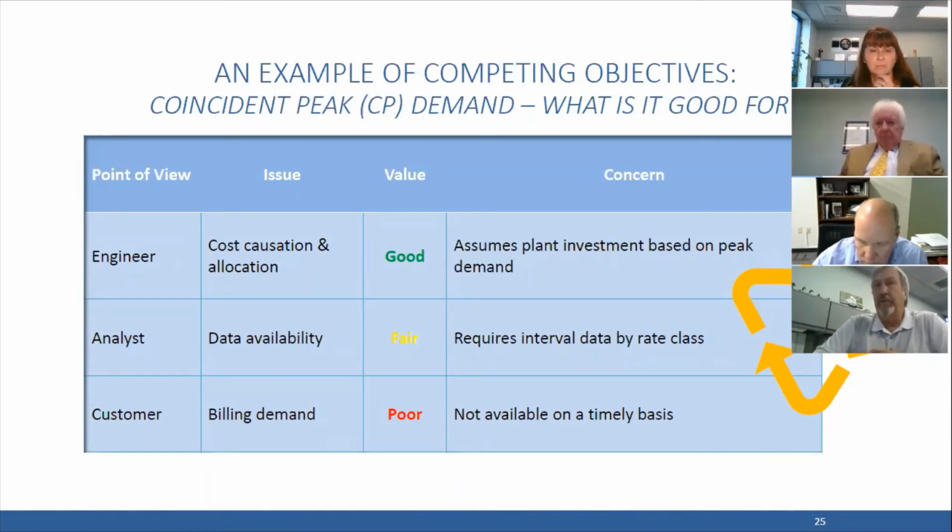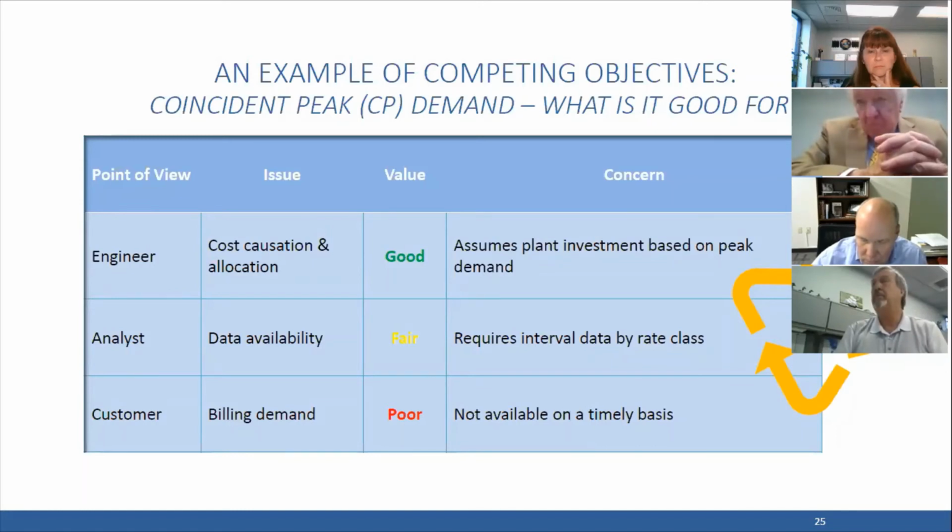From the analyst's point of view, for coincident peak demand, the issue is data availability. Do we have that sort of data? It does require interval data, and that comes from the advanced metering AMI system, and so we do have that data. So it's a pretty fair value for data availability.